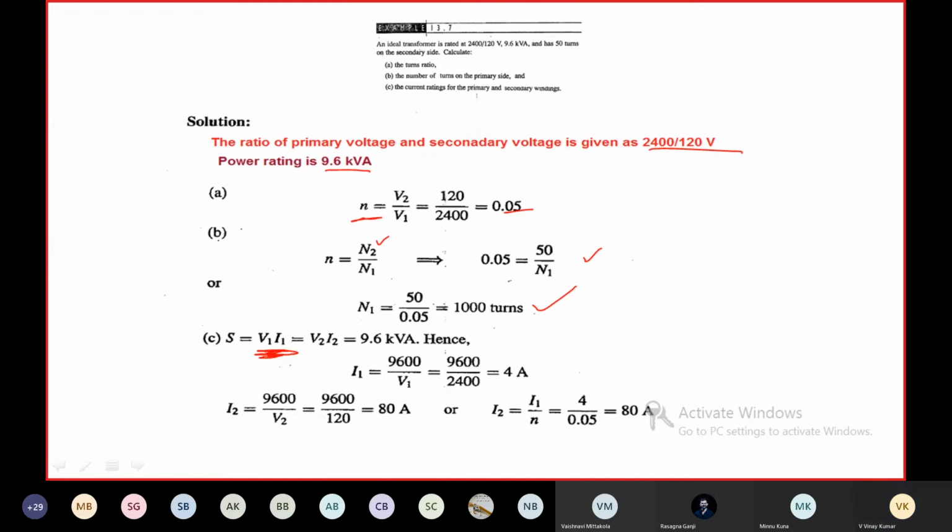You know, right? S is equal to V1 I1 is equal to V2 I2, which is equal to 9.6 kVA. Transformer is a constant power device. The power will be constant. Power in the primary winding is equal to power in the secondary winding. So V1 I1 is equal to V2 I2, which is equal to 9.6 kVA. It is given, right? From that we can find I1. I1 is equal to power P by V1. You are going to get 4 amps. I2 is equal to power by V2, which is equal to 80 amps. Okay, from this you can find I2.